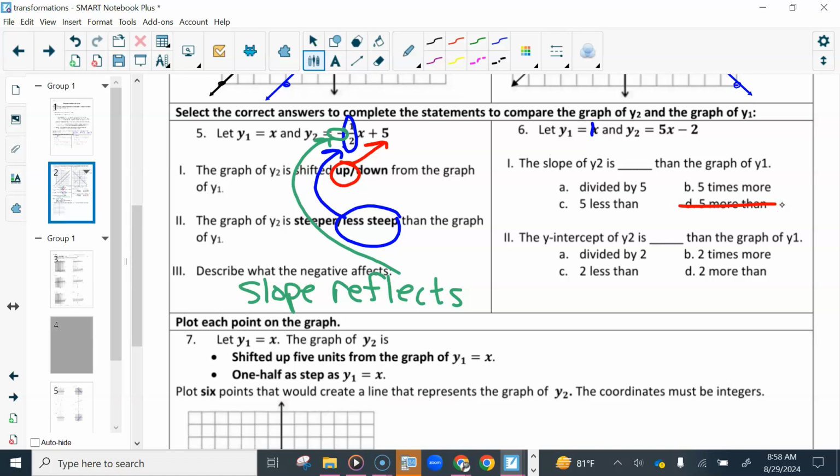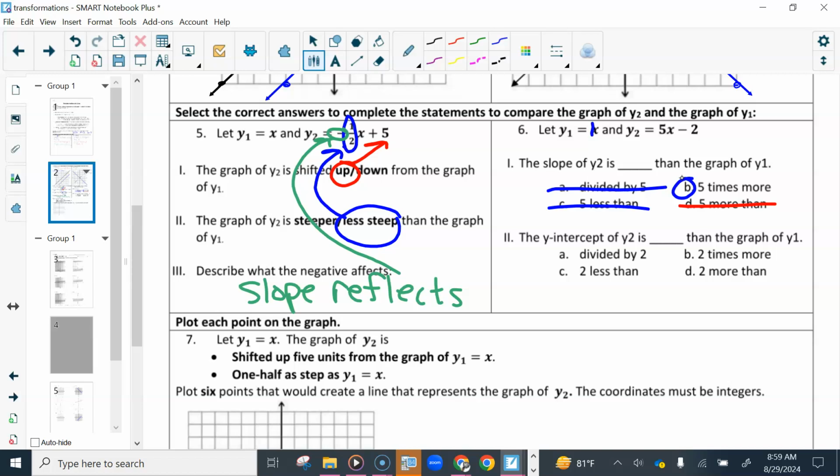If I subtracted it, that also wouldn't work. If I divided it, well, now I have a fraction. So the only one left is b, 5 times more. But also, that goes with your steepness. It's 5 times as steep. So think about your slope as you're multiplying, or if it's a fraction, dividing.